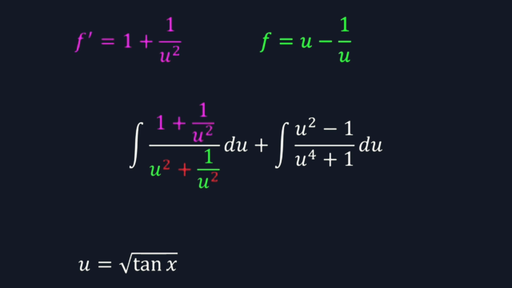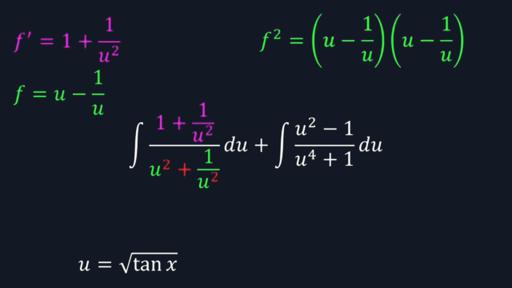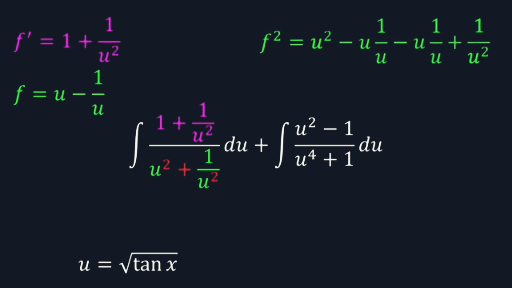Unfortunately, that's not how algebra works, but what we can do is square the entirety of f, and when we do so, we can multiply everything out, and after making some simplifications, we end up with the following. If we were to now examine f squared, we see a few familiar terms, namely the u squared and 1 over u squared terms. They are exactly the same as our denominator, which means we can write our denominator in terms of f as such.